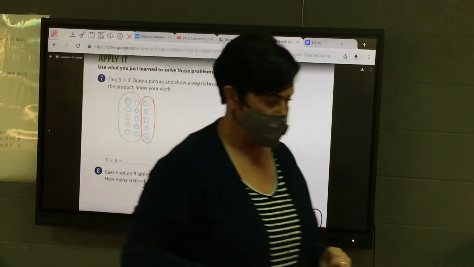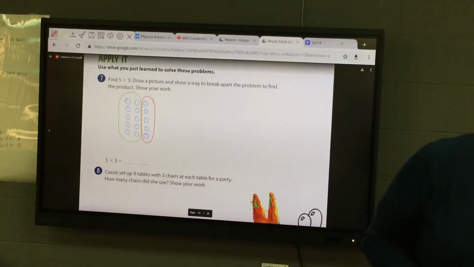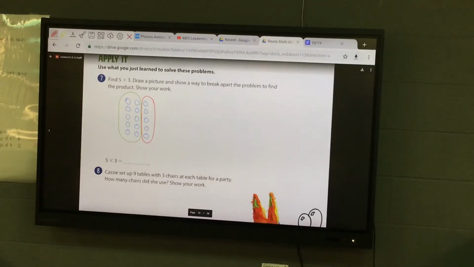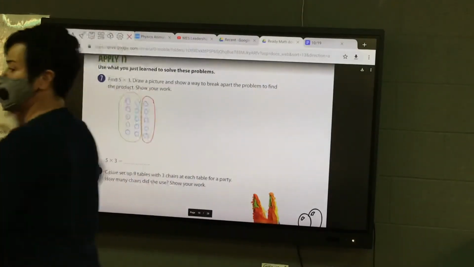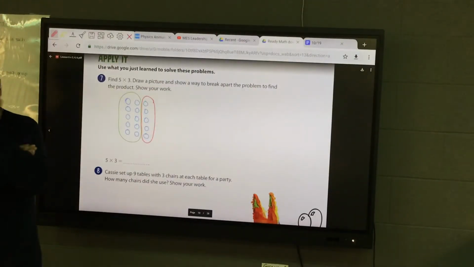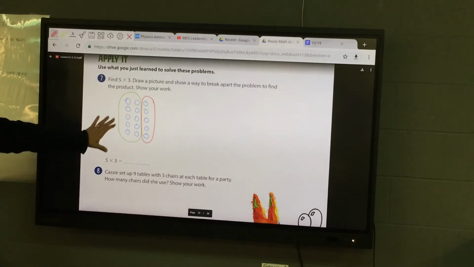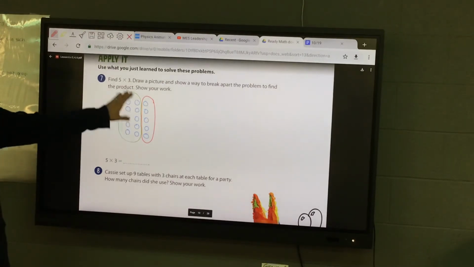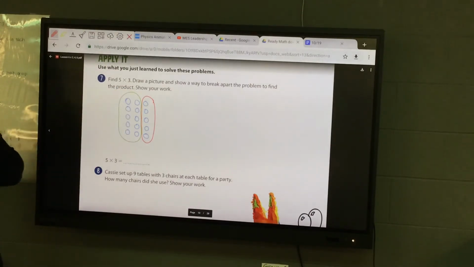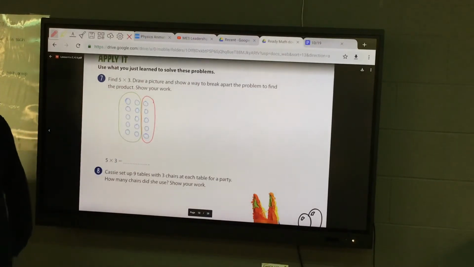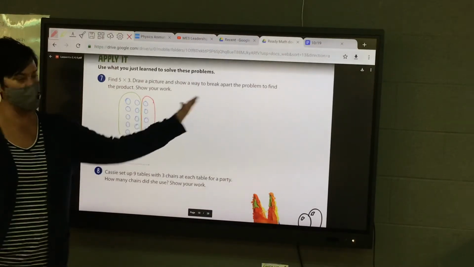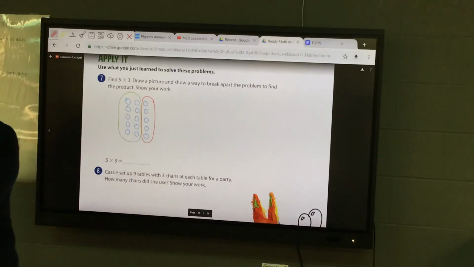So now, can you sit up please? Look at how you broke that apart. What would be your multiplication equation for this broken part? And then what would be your multiplication equation for that broken part? Write those off to the side over here, your 2 different multiplication equations.